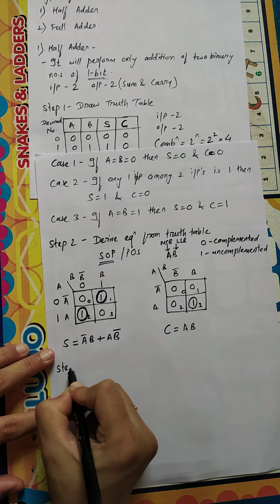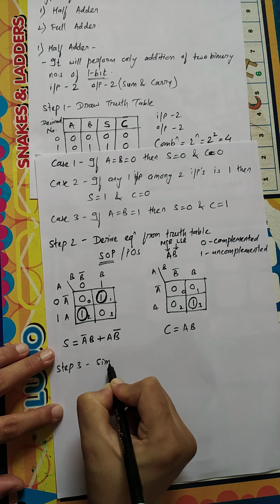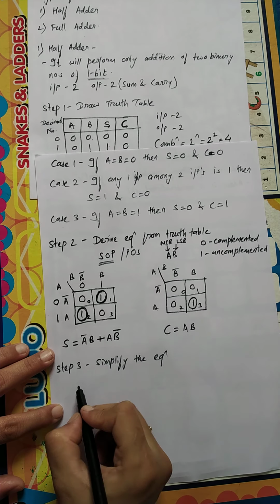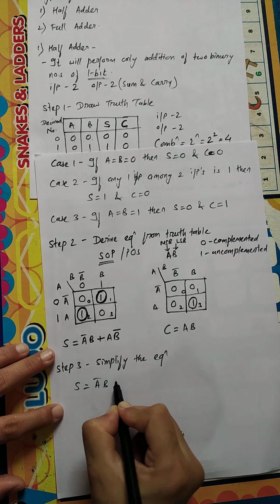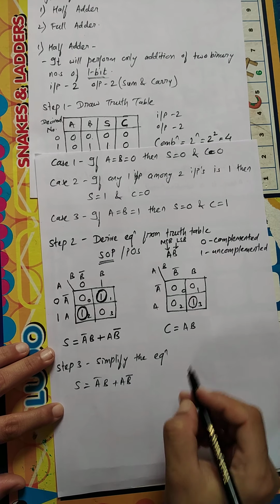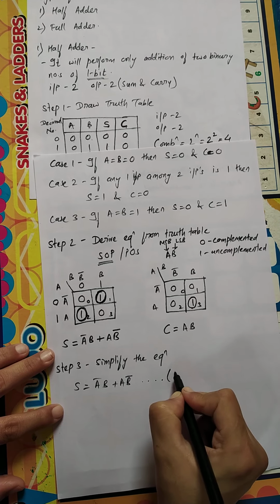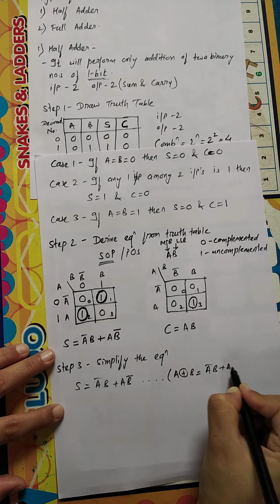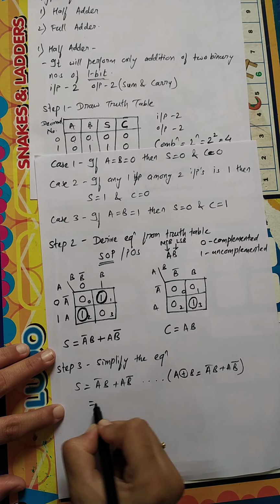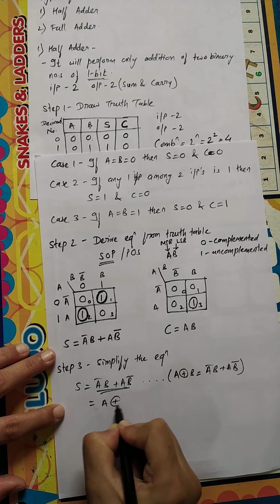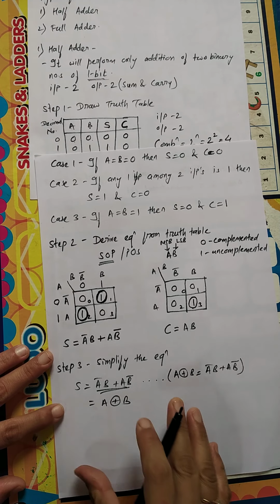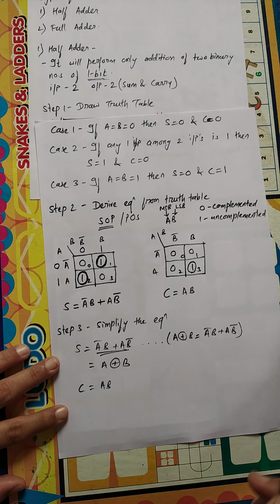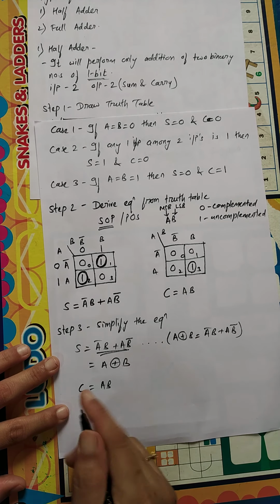Now step 3, simplify the equation. So S equal to A bar B plus AB bar. So actually there is a formula, that A XOR B equal to A bar B plus AB bar, right. So this is the formula for A XOR B. So I will simplify it as A XOR B, and the carry equation, that is AB, cannot be further simplified, right. So these are the simplification steps.